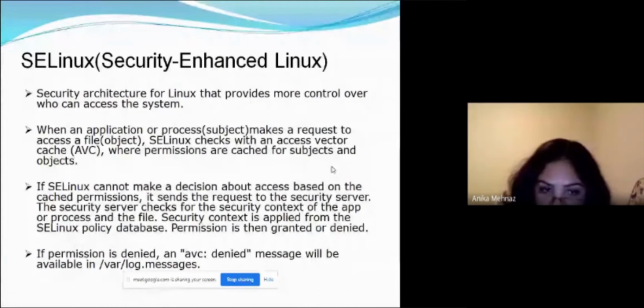The security server checks the security context of the application or process and the file, and the security context is applied from the SELinux policy database. It then takes the decision whether permission is granted or denied. If permission is denied, an AVC denied message will be seen in /var/log/messages.